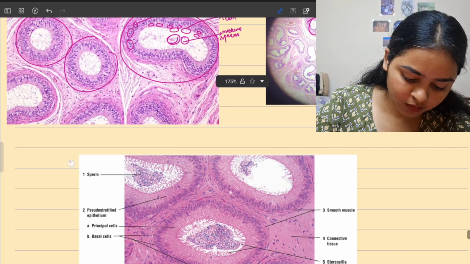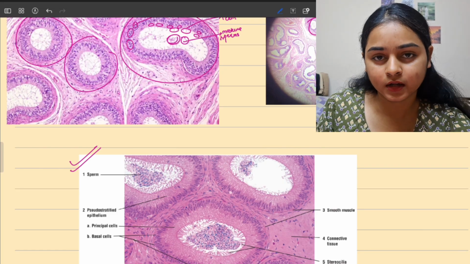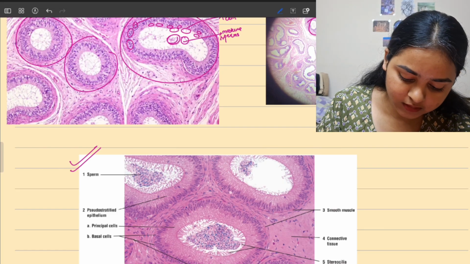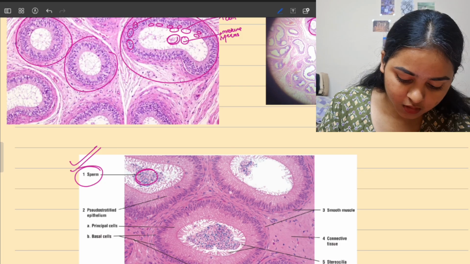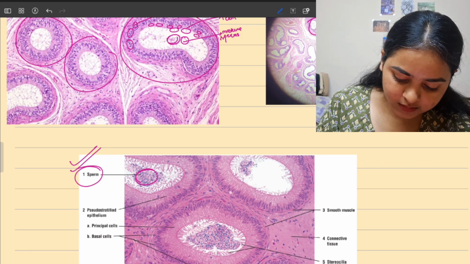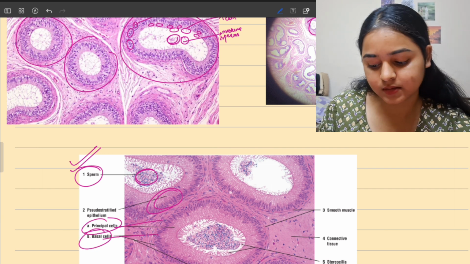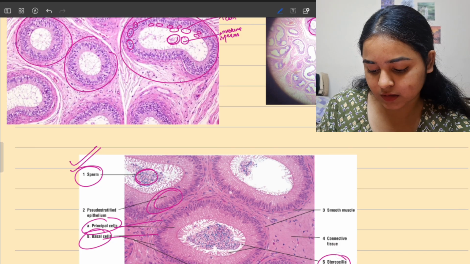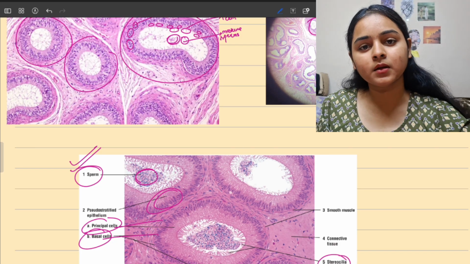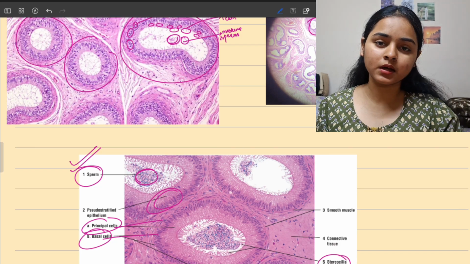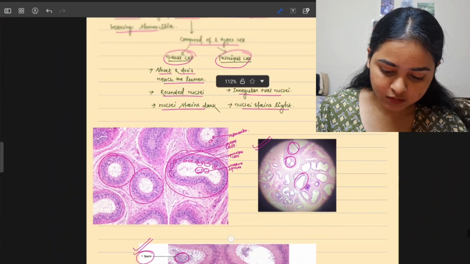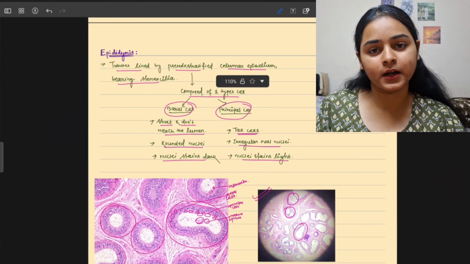This is the picture from your diffuse atlas. You have to draw it in your practical manual. Here also you can see in the lumen mature sperms are present. This is the pseudostratified epithelium, and the dark stained nuclei are the basal cells, and the lightly stained nuclei are the principal cells. Okay, and the stereocilia is also towards the lumen, help in propelling the sperm. Okay, so this much about the slide of epididymis.